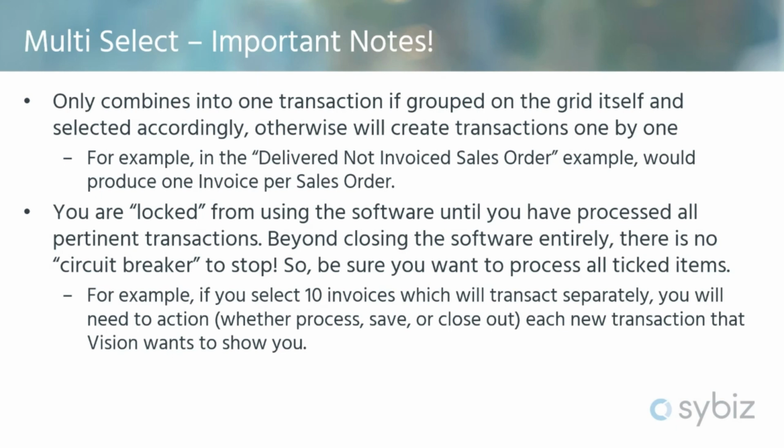So if you're going to select 10 invoices, they're all going to transact separately, and you are going to need to action all 10 of them before you can continue with your other work. So if you are going to create these huge swaths, these huge batches of, in this case, let's say invoices, make sure that's exactly what you want to do. Or alternatively, as discussed, use things like grouping, use things like selecting appropriately within your groups to make sure you don't accidentally end up in a situation where you've got to use the task manager to close out Vision.